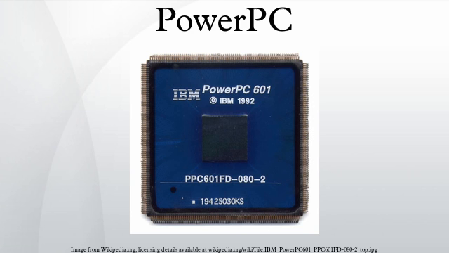Solaris and Windows NT for PowerPC also ran the processor in little-endian mode. Some of IBM's embedded PowerPC chips use a per-page endianness bit. None of the previous applies to them.